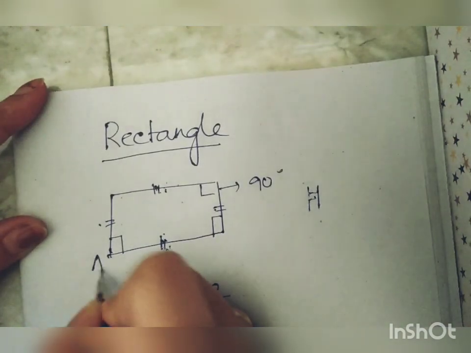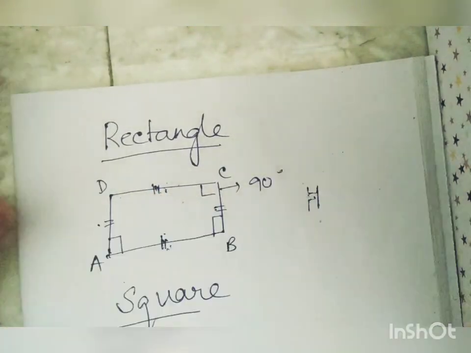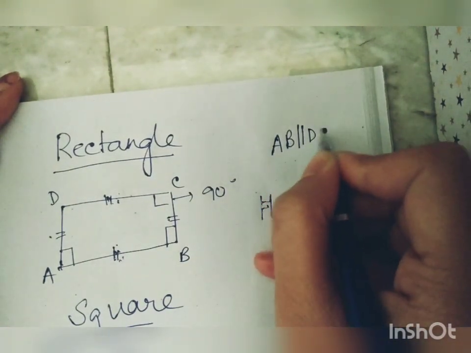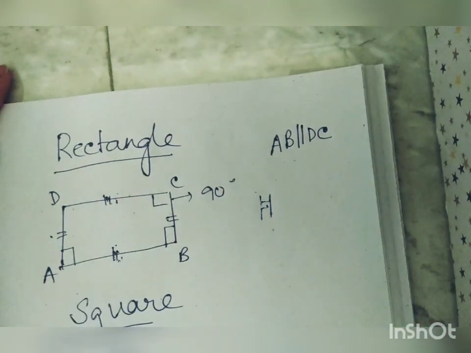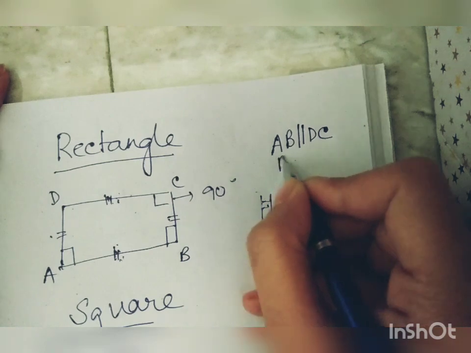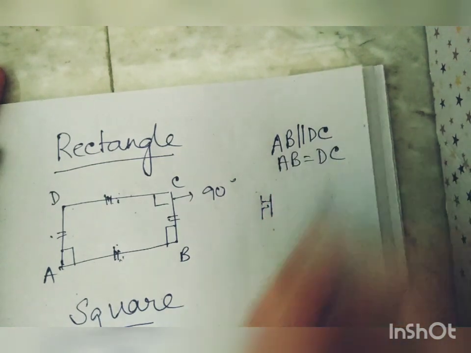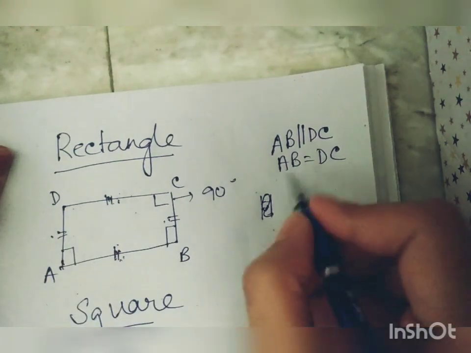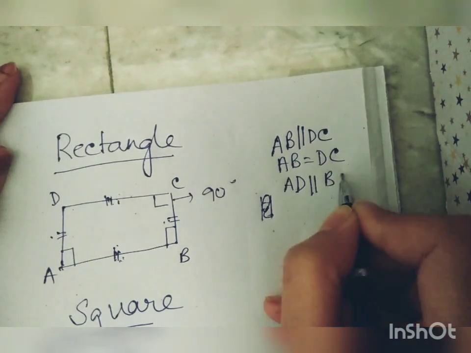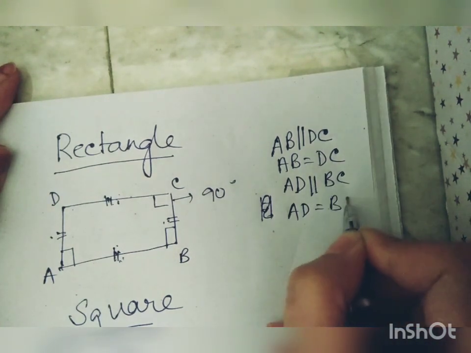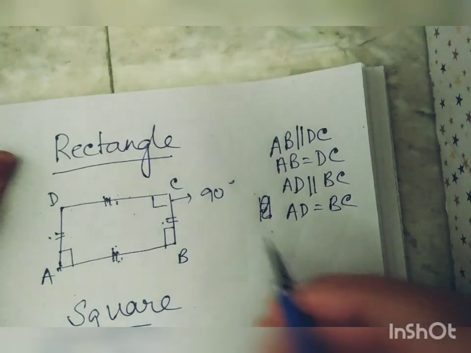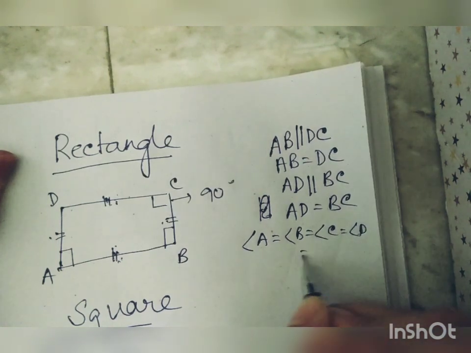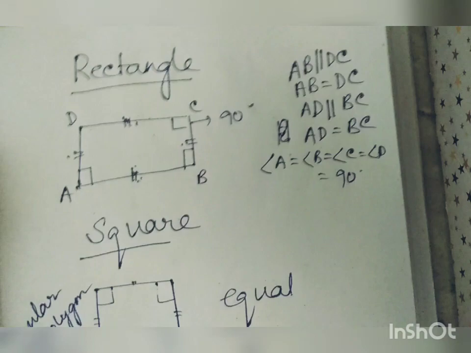In case of rectangle, as I said, let's give it a name. ABCD is a rectangle, where you can see AB is parallel to DC because AB and CD are opposite sides, as well as AB is equal to DC, meaning opposite sides are parallel as well as equal to each other. In case of these opposite sides, AD will be parallel to BC and AD will be equal to BC. And all the angles, meaning angle A equal to angle B equal to angle C equal to angle D, all the angles will be 90 degrees. This is the definition of the rectangle.